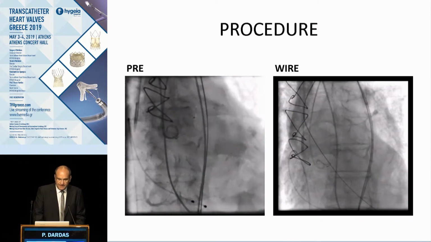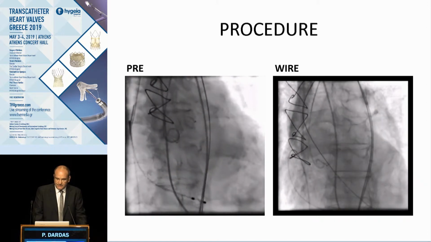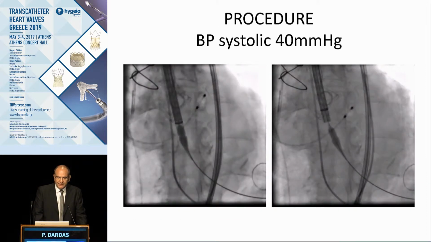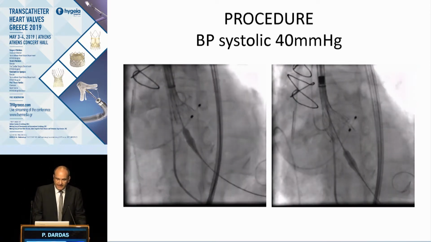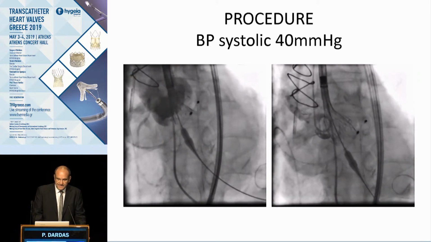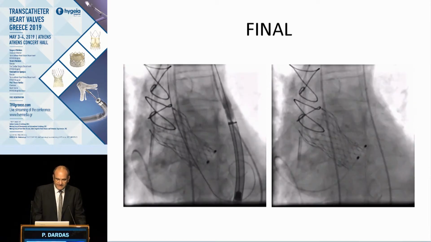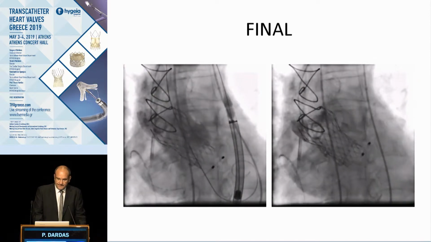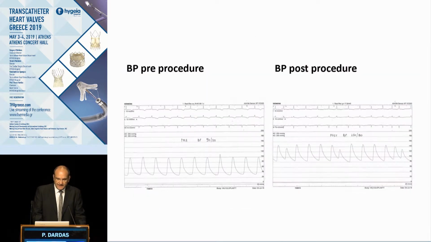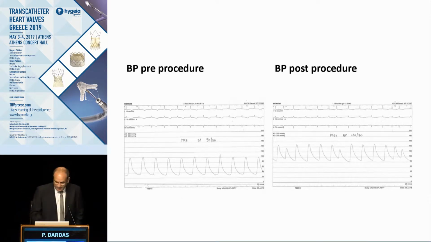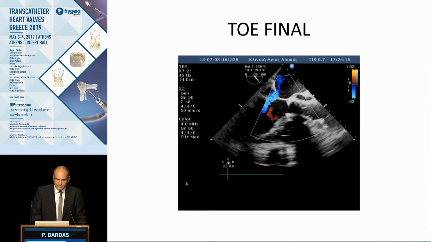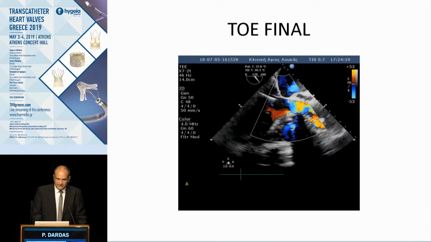So we went ahead with a new valve, and during the procedure, the blood pressure on full inotropic support was 40, so we had to be very quick, implant the valve, and we had a very good result in the end, as you can see here. And this is the blood pressure before the procedure. It's 90/30 on full inotropic support, and after the procedure, 150/70 without inotropic support. And this was the transesophageal appearance after the end of the procedure.